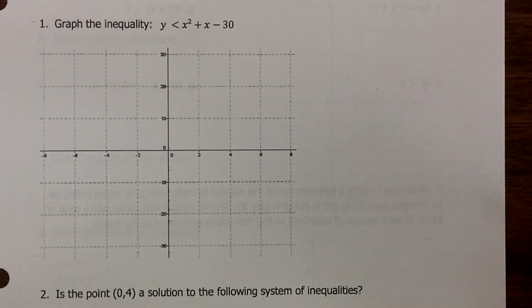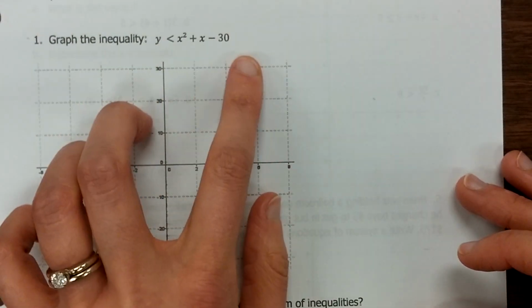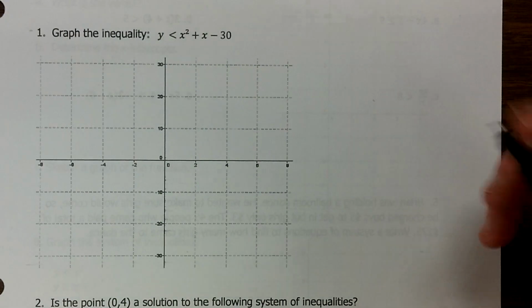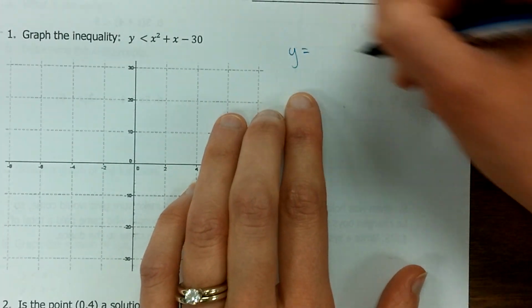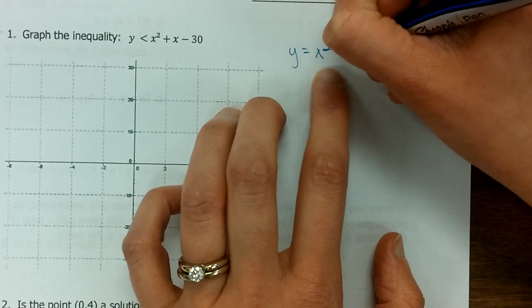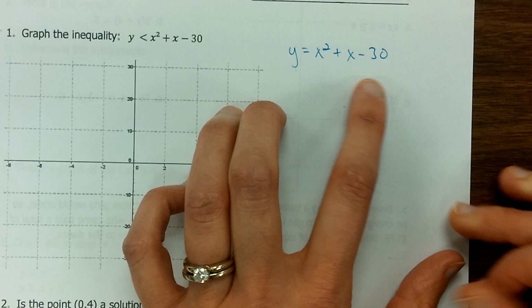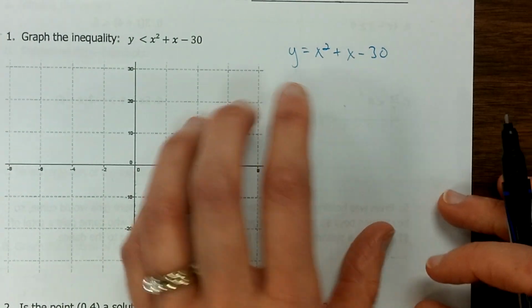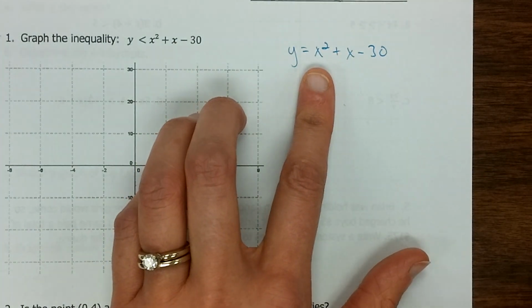Okay, so this is number 1 in the closure. And it says to graph this inequality right here. So first we need to graph the boundary line, which means we're just going to make this an equal sign for now and just figure out what our boundary should look like. And actually, we should probably decide what shape this is going to be, whether it's going to be a line or a parabola. Because it's got x squared in it, we know it's going to be a parabola when we graph it.